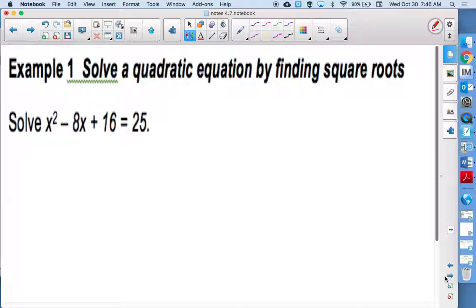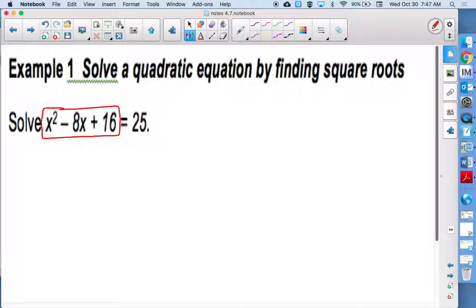Ignoring the 25, just looking at the left side of the equation. So remember, we're trying to take the first two warm-up problems and condense them or squish them together to make it one problem. What could you do with the left side of the equation? So x squared minus 8x plus 16. Now, what can we do with that left side of the equation?